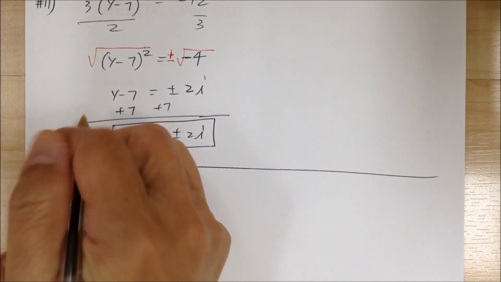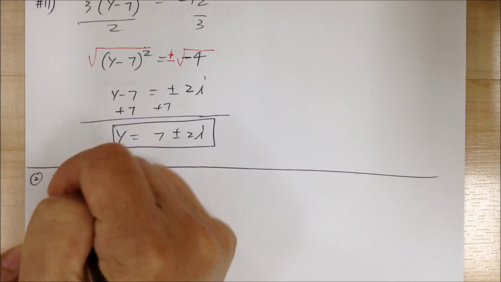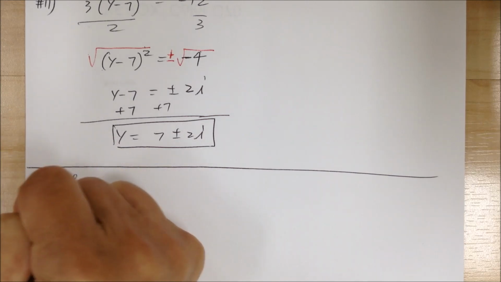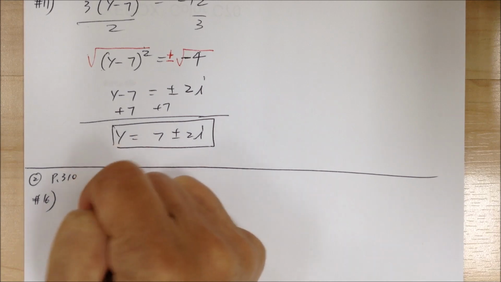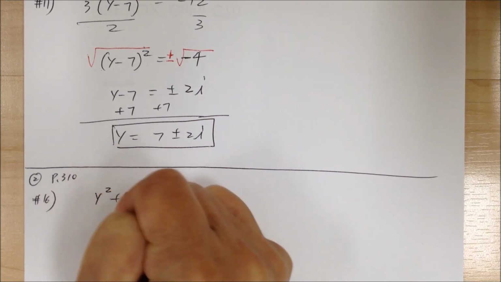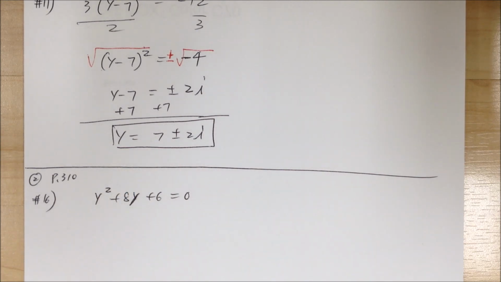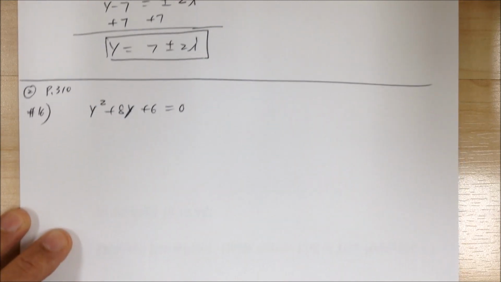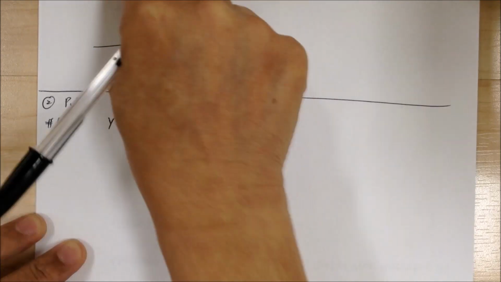Okay, let's go to the second item on the list. Again, this is from page 310, and let's go and do number 16. So you have y squared plus 8y plus 6 equal to 0. And the instructions say solve by completing the square, so make sure you know the method. So basically you want to almost do something like that, but you have to get to that point.